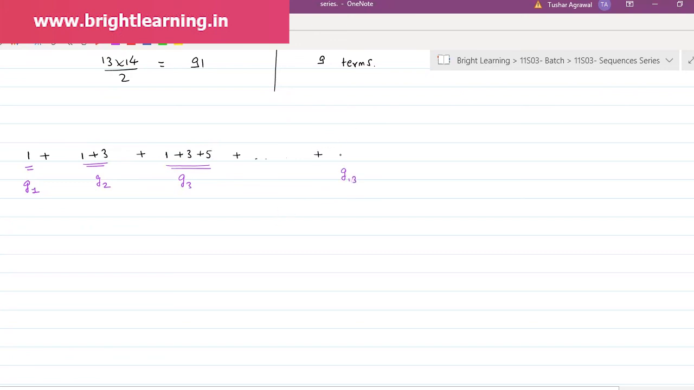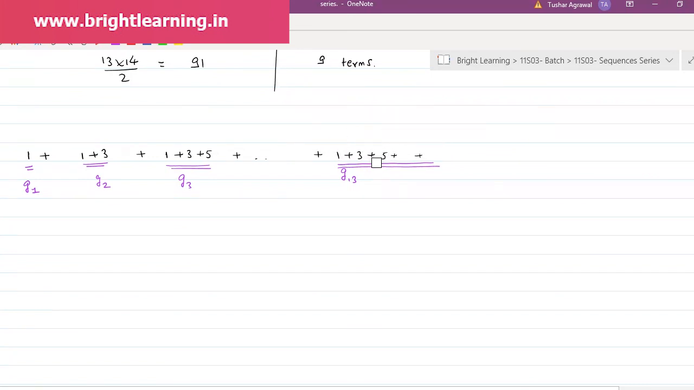Okay. Group 13 will be what? 1 plus 3 plus 5 plus... Please don't make the mistake that it will be up to 13. It is not 1, 3, 5, 7 up to 13. In group 13, the number of terms is 13. Number of terms means the number of odd numbers is 13. So the last term cannot be 13. The last term will be something different. Whatever it is, we are not interested in the last odd number of this. There are 13 odd numbers.